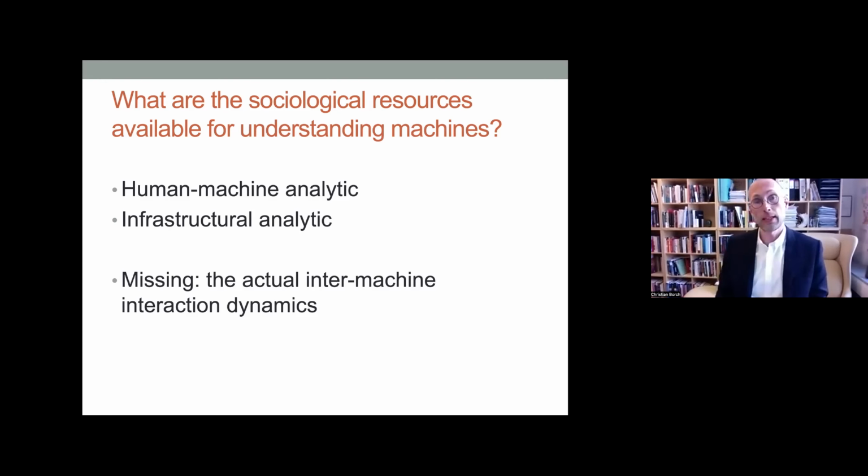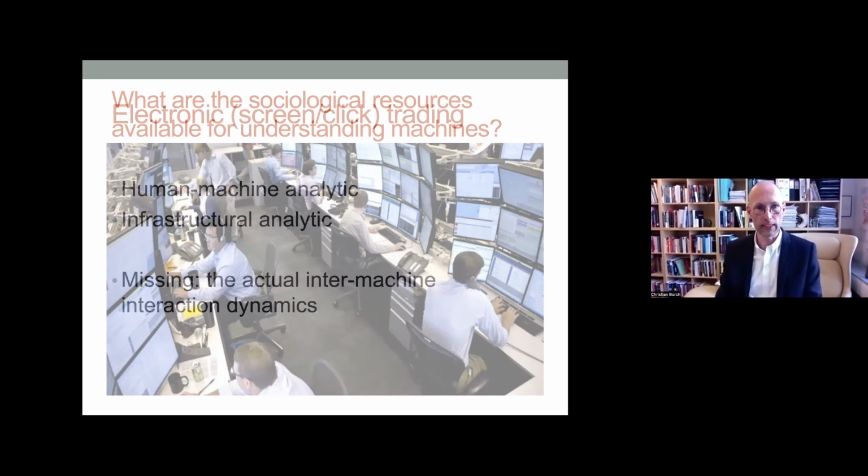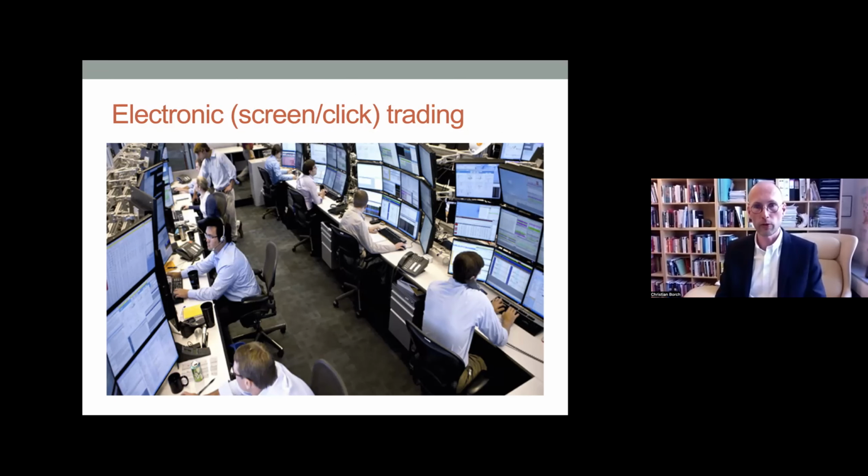So the human-machine analytic would encompass studies that focus on the various ways in which humans and machines are interacting, including the ways in which humans might be affected by the ways that they are interacting with machines. One example from the domain of the financial markets would be the work of the Chicago-based sociologist Knorr Cetina. She did work on foreign exchange traders working in electronic markets back in the 1990s.